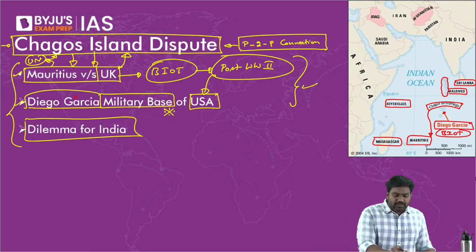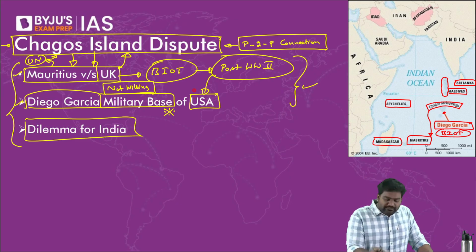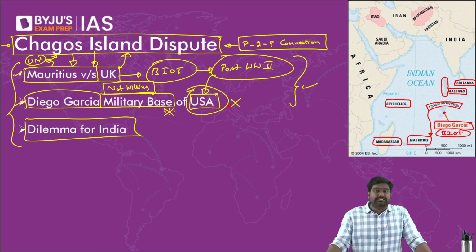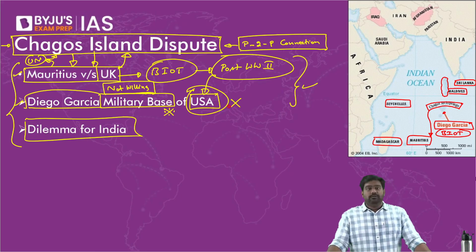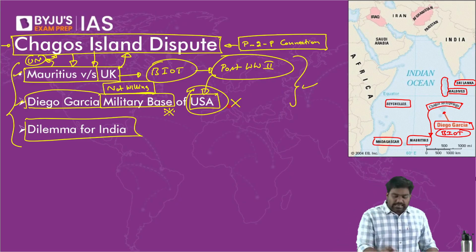But as you can expect, the UK is not willing. The UK knows it's a strategic military base for the US. It's crucial for Western countries and NATO allies. The US will never give it up, as it has invested billions and billions of dollars in building the naval base here and in deploying military assets of the US. So this puts India in a dilemma.